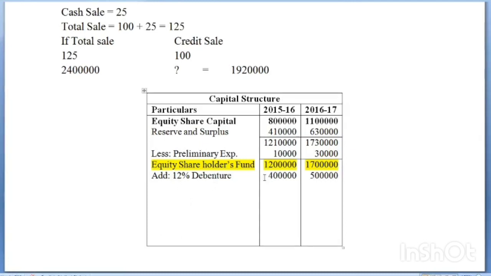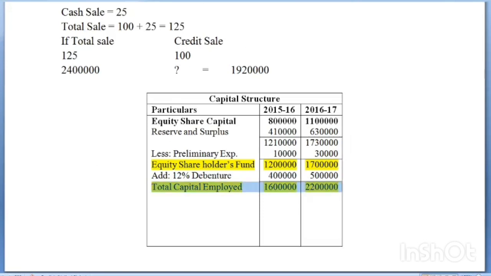Then the answer you have is known as capital employed. Total capital employed, that is 16 lakh and 22 lakh. This is total capital employed.